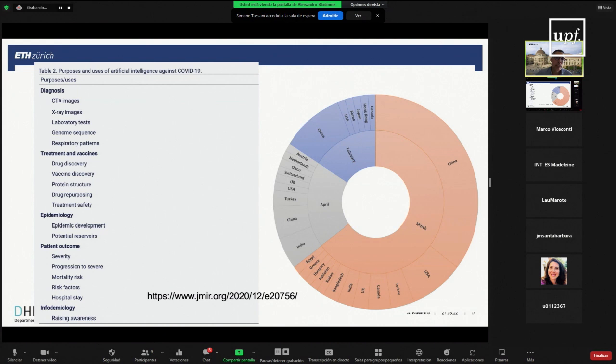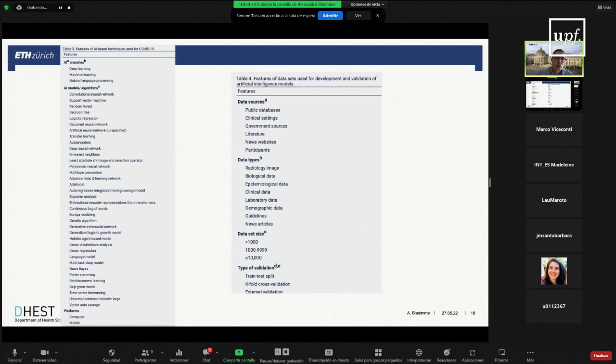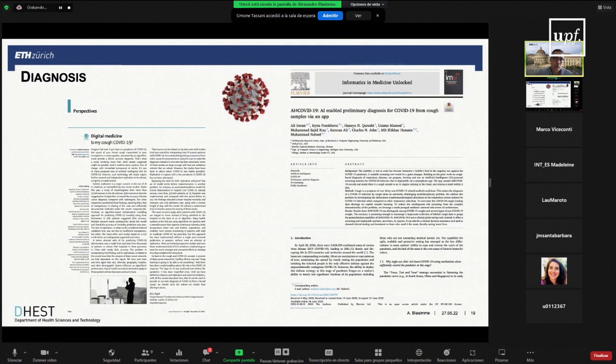And this applies to the full spectrum, from diagnosis to epidemiological studies and treatment, vaccination, everything. And this kind of research involved all versions of AI models, and as well, it relied on the use of a huge variety of different data sources. So these are a few examples: apps that through AI were allegedly able to make a diagnosis based on how the cough of a patient would sound.